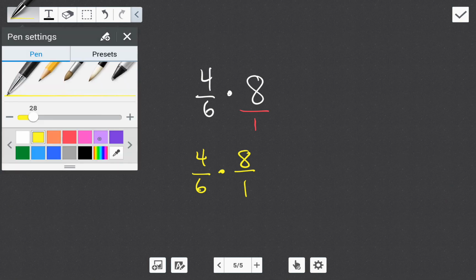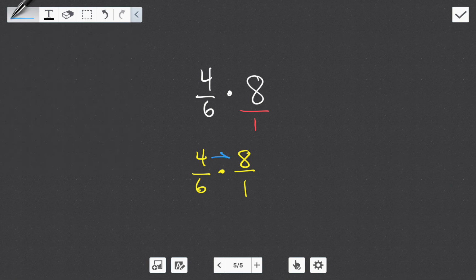Again, now we just follow the same process as before. We multiply across the top. 4 times 8 is 32. Multiply across the bottom. 6 times 1 is 6. And we simplify. Here we end up with an improper fraction, so we have to turn it into a mixed number. You can do that very easily by doing exactly what this says right here.